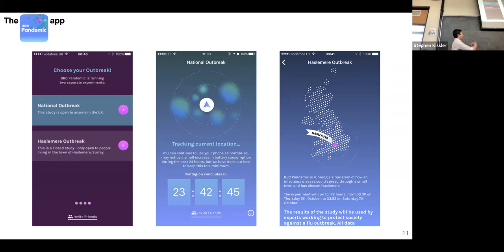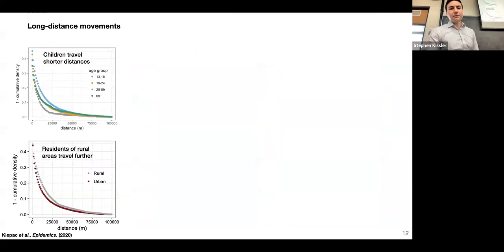So for this national part, we had upwards of about 40,000 participants. For the Haslemere outbreak, we had about 500. So this really gave us a lot of interesting insights into these movement patterns of the UK. Some of the things that we learned, in support of that hypothesis that I mentioned earlier, is that it actually does seem like kids travel substantially shorter distances than adults.